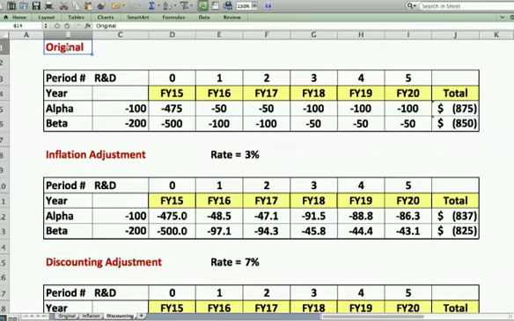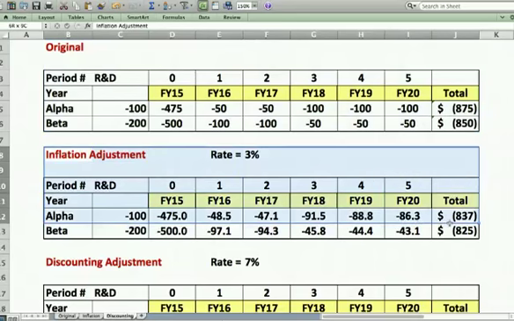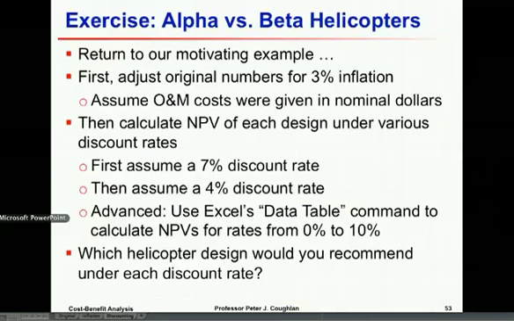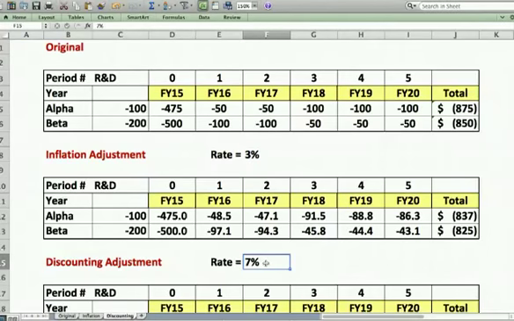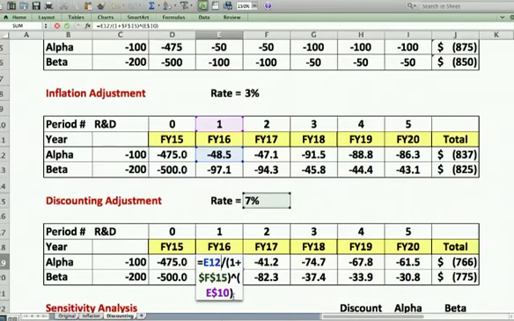I then suggested, so those are the original numbers, and then say adjust them for inflation by 3%. So you put in 3% there, and what I've asked you to do is look at a 7% discount rate, then a 4% discount rate. So first at a 7% discount rate. So here we have the discounting adjustment. It's the same formulas here, by the way, as we had for inflation adjustment. But now we're adjusting the rate. We adjust for inflation, and then we adjust the inflation adjusted rates for discounting, right?